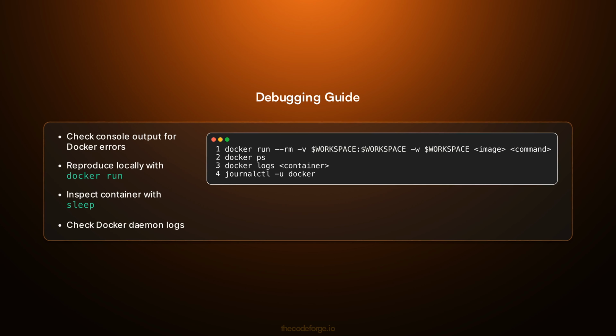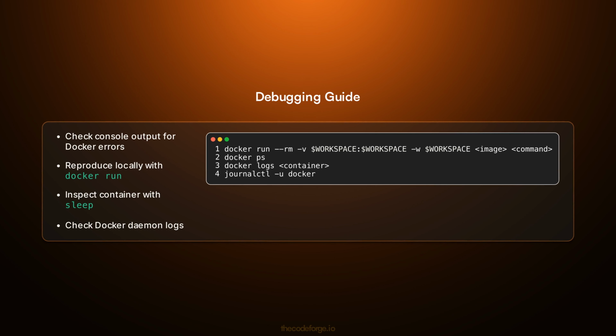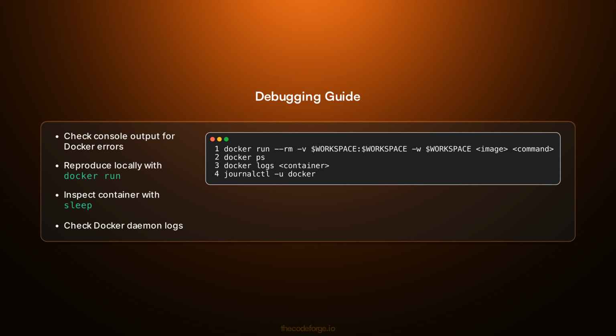To debug Docker pipeline failures, start by checking the Jenkins console output for error messages. Reproduce the issue locally by running the same Docker command manually. If needed, add sh 'sleep 3600' to keep the container alive for inspection. Also check Docker daemon logs with journalctl -u docker.